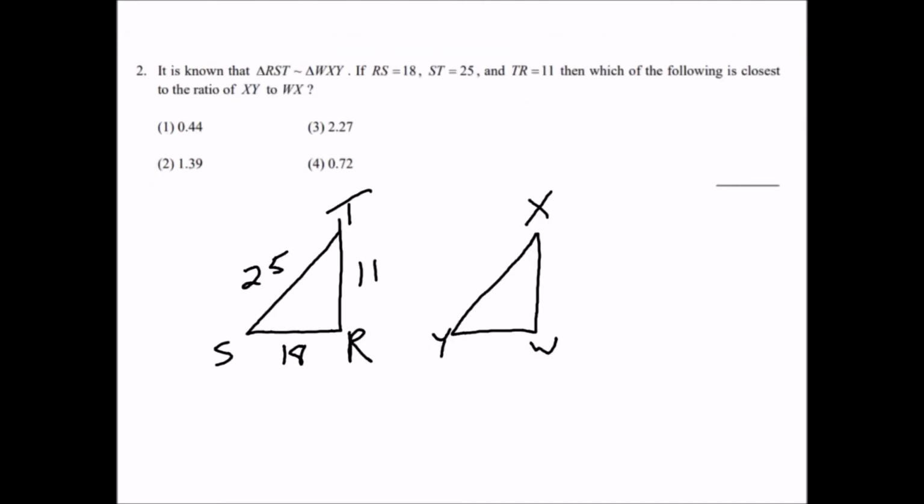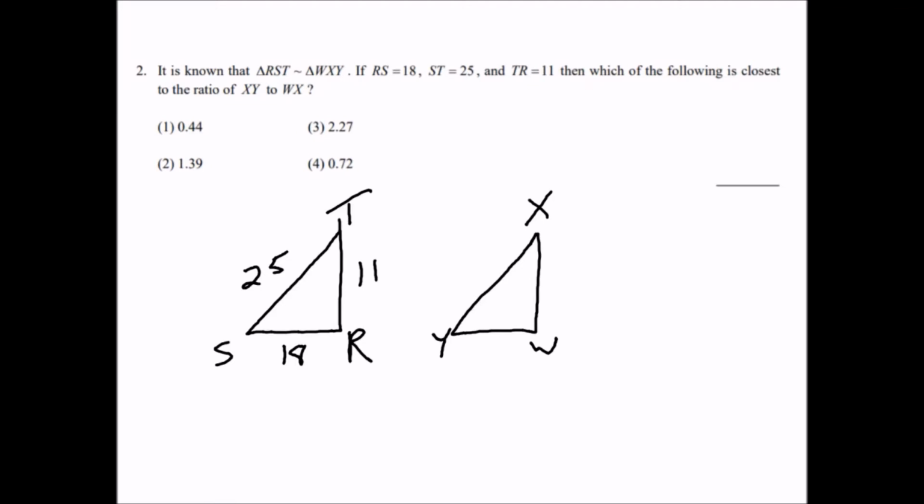Okay, so number 2. It is known that triangle RST is similar to triangle WXY, with RS 18, ST 25, TR 11, and I drew WXY next to that. It's not going to be to scale, but at least the letters are right. Notice that W maps onto R, X to T, Y to S.